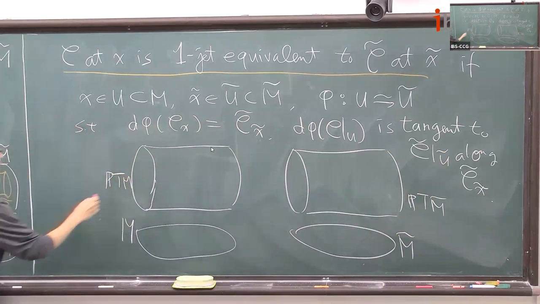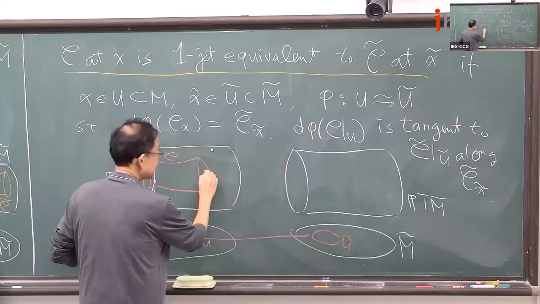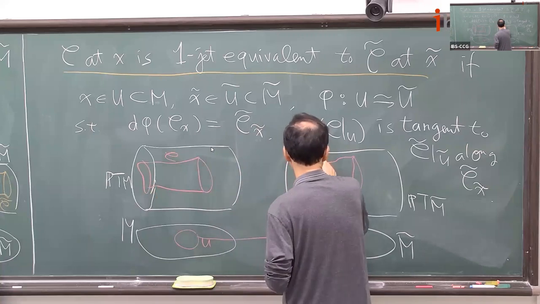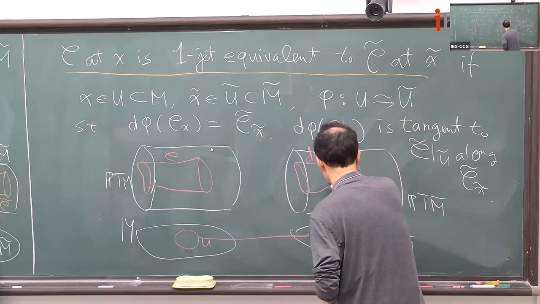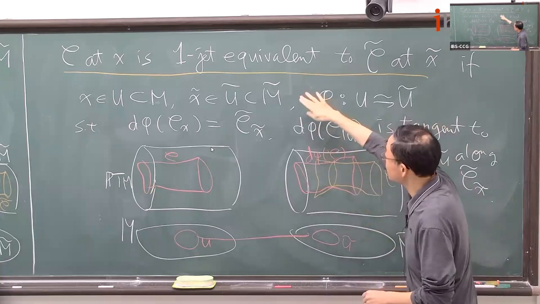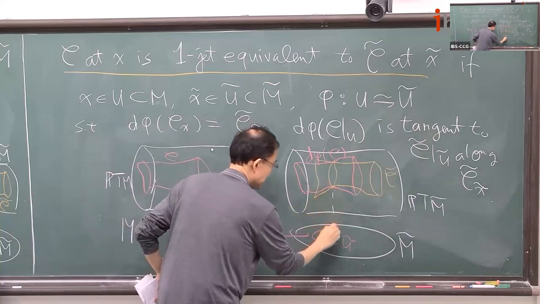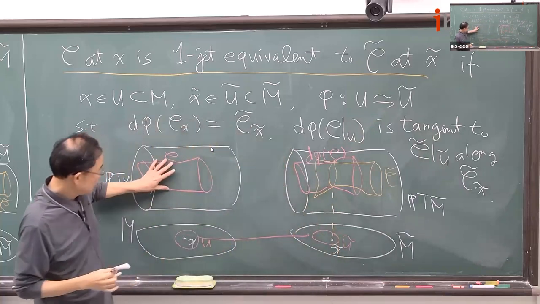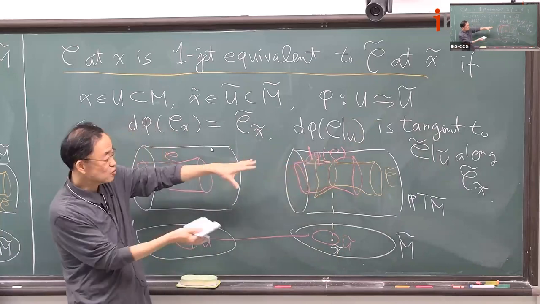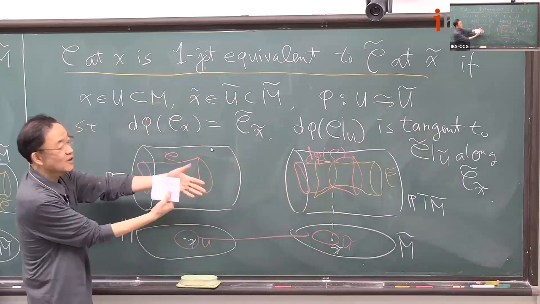What do I mean by this? Here we have this cone structure C, and by this map it is sent to some cone structure here. This is the image of C. On the other hand, originally there's a cone structure here. This is C tilde. So in this definition of one-jet equivalent, I do not assume that they are the same, but I'm assuming that the push forward of this intersects this along this fiber, and they are tangent along this fiber. So the two structures are equivalent up to first order at that point, but only at that point. We don't care about outside. So this is first order equivalent.